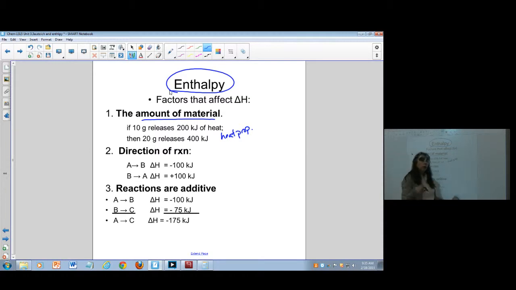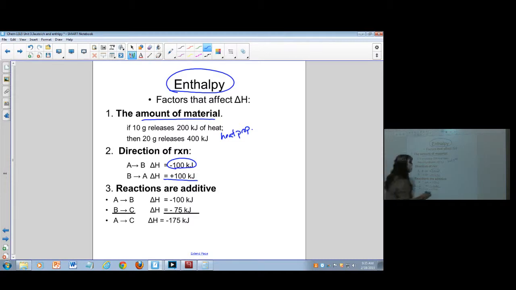Also, if you go in one direction, for example, you go from A to B, and you measure that you released 100 kilojoules of heat, then you could hypothesize or predict that if you turn that reaction around and go from B to A, the value of the delta H will be the same because nothing's changed about the amount, but the sign will be different. Now it's going to be a positive sign.